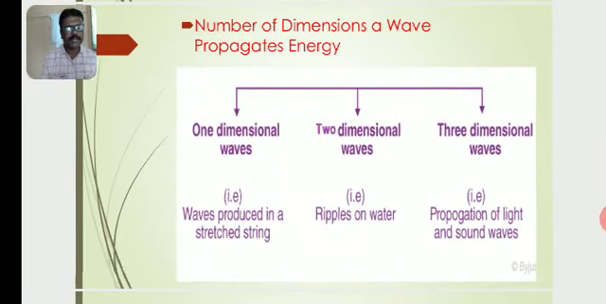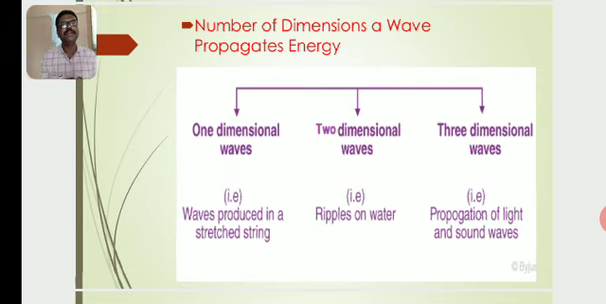Again, waves can be classified into three types based on the number of dimensions in which the wave propagates energy: one-dimensional waves, two-dimensional waves, three-dimensional waves. Then what are one-dimensional waves? What are two-dimensional waves? What are three-dimensional waves? Here one-dimensional waves are the waves produced in a stretched string, which travel along a straight path, along a straight line. Examples are waves along a stretched string or spring.